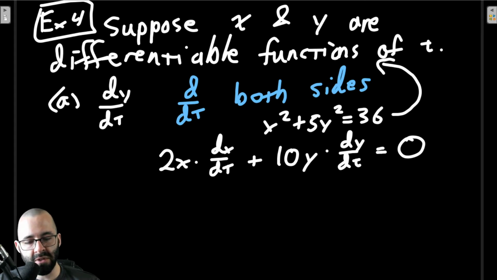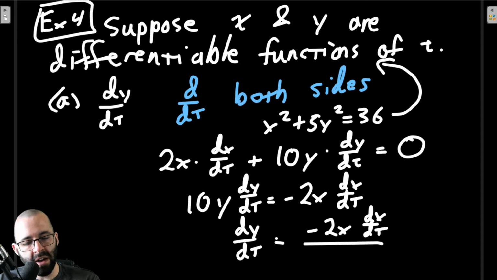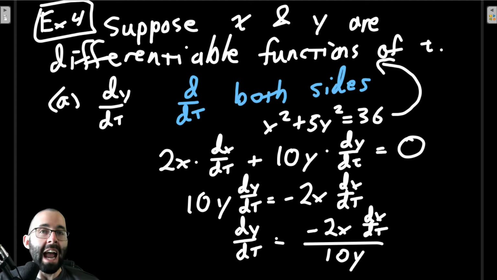So subtract over that first term. We're subtracting over the 2x dx/dt. We're left with 10y dy/dt equals negative 2x dx/dt. And now we're almost done. Just divide both sides by 10y. We'll have dy/dt equals negative 2x dx/dt divided by 10y. This relates, how does the y coordinate of this particle change over time? And it depends on the x coordinate, it depends on the y coordinate, and it depends on how the x coordinate is changing over time.